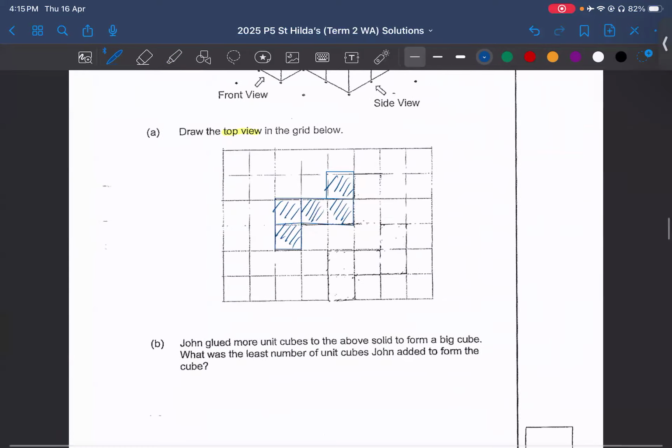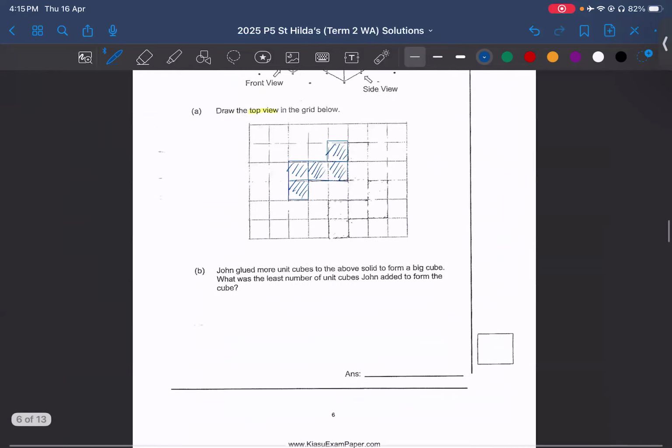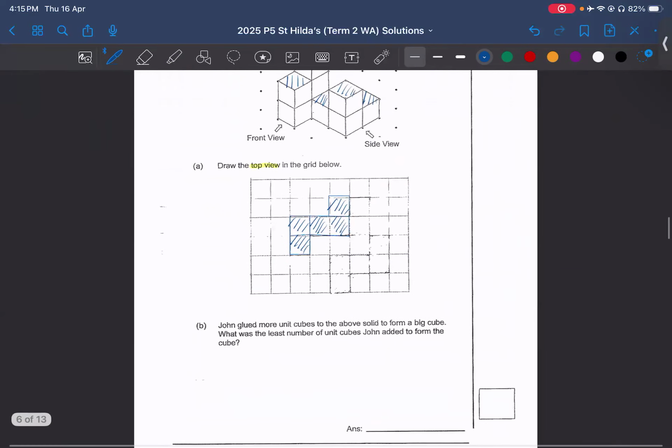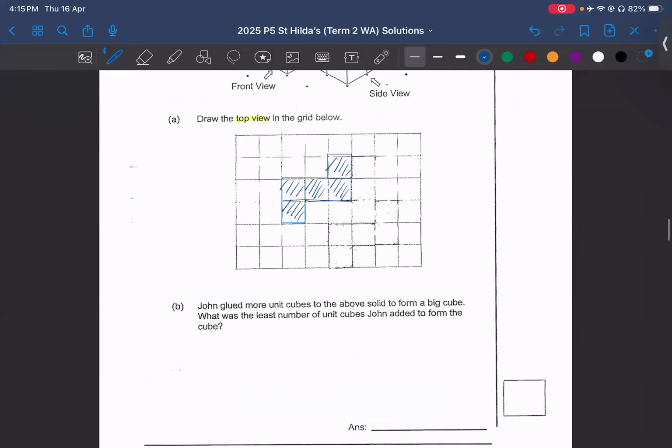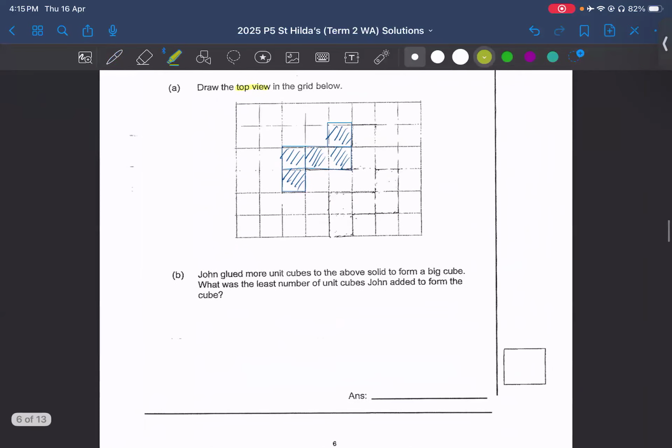Okay, so for part B, John glued more unit cubes to the above solid to form a big cube. What was the least number of unit cubes that John added to form the cube? So in this case, the least number of unit cubes means you want to form the smallest cube possible.